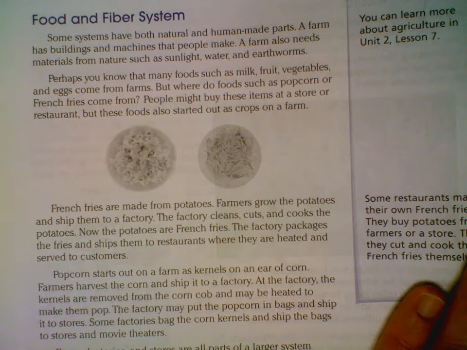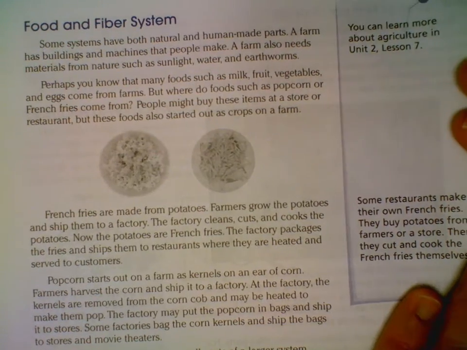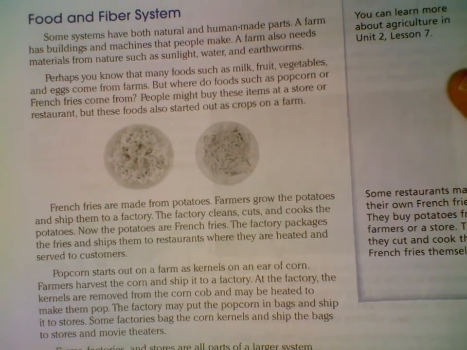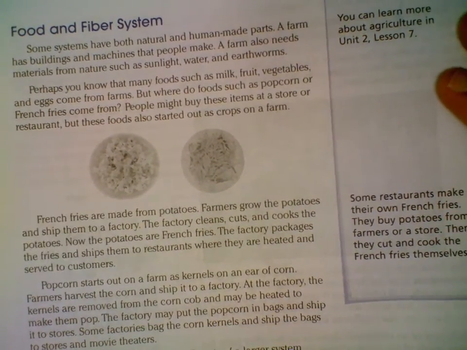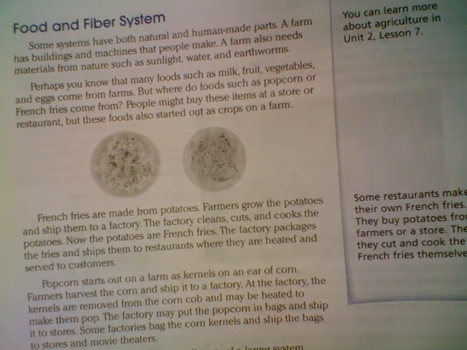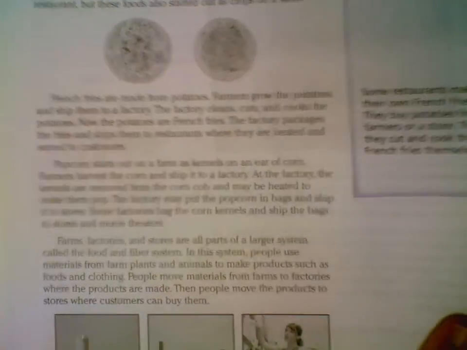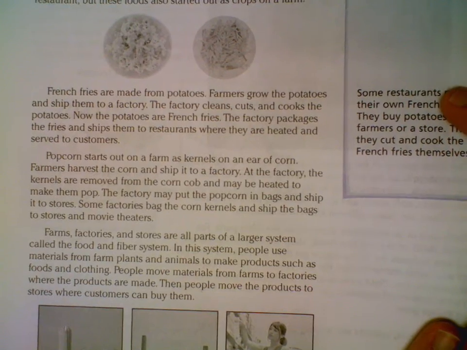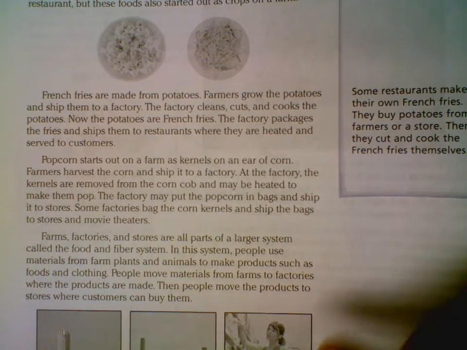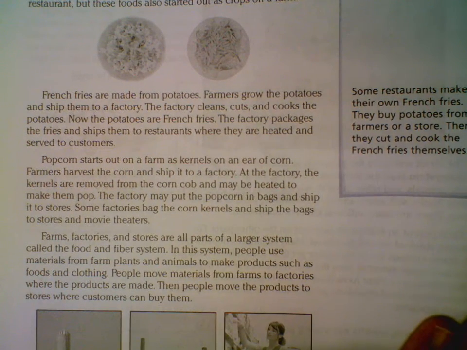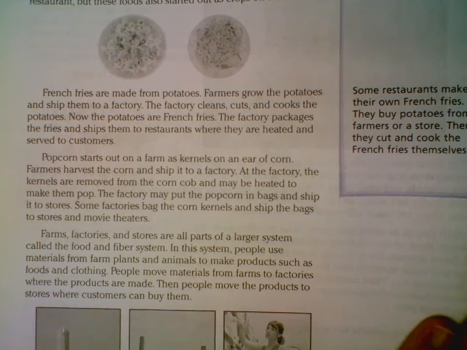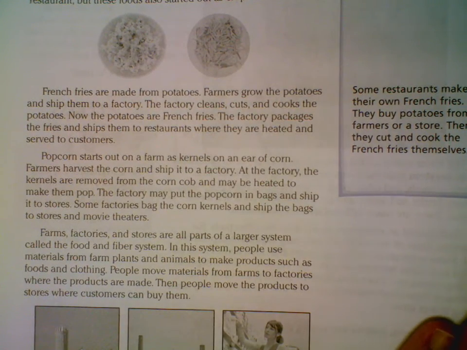But where do foods such as popcorn or French fries come from? People might buy these items at a store or restaurant, but these foods also started out as crops on a farm. French fries are made from potatoes. Farmers grow the potatoes and ship them to a factory. The factory cleans, cuts, and cooks the potatoes. Now the potatoes are French fries. The factory packages the fries and ships them to restaurants where they are heated and served to customers.